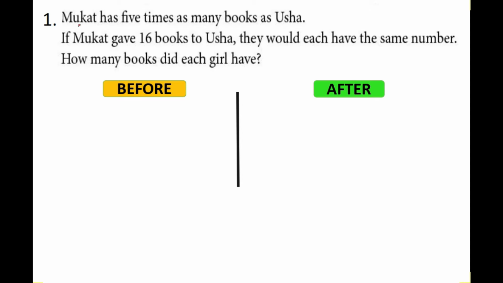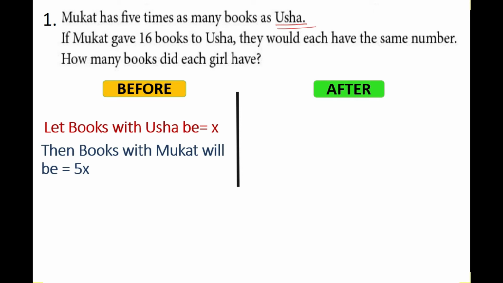Before is something that happens at the beginning of the question, where Mukat has 5 times as many books as Usha. So we start with, let the number of books with Usha be x. So Mukat has 5 times as much as the books with Usha. So the books with Mukat will be 5x, since it is 5 times, it's not 5 plus. Times stands for multiplication. So 5 multiplied by x giving you 5x.